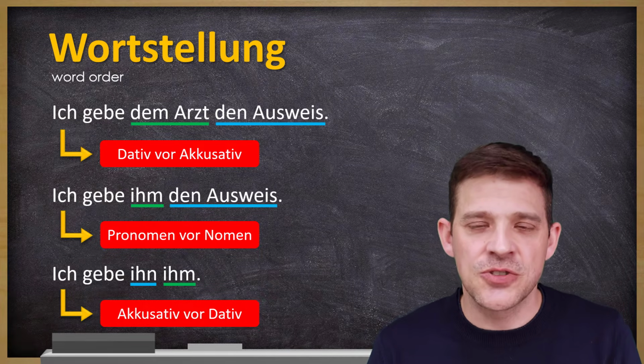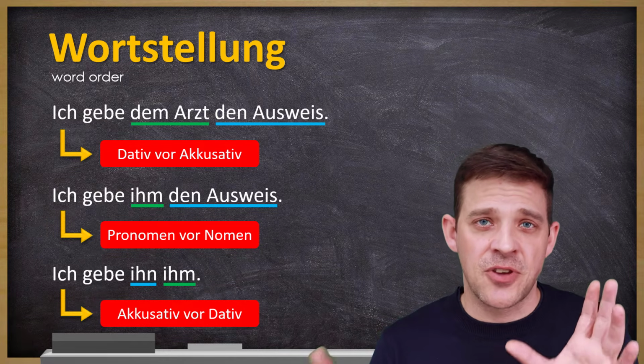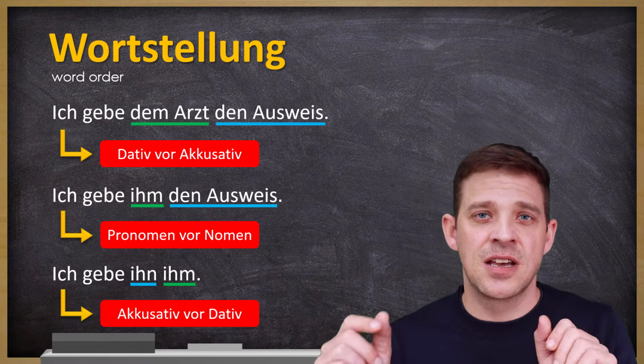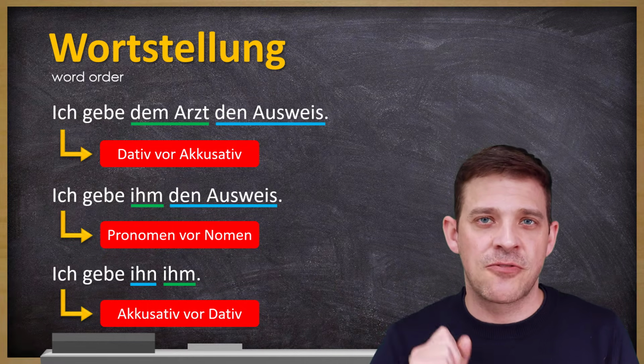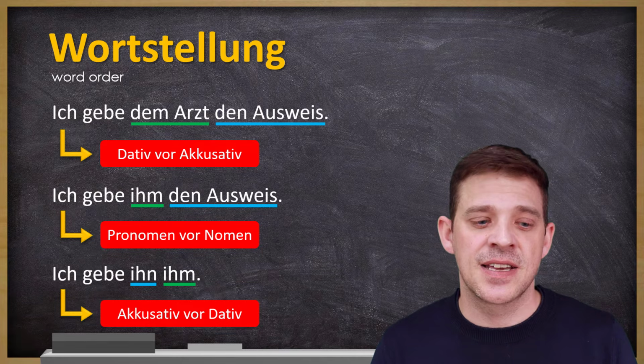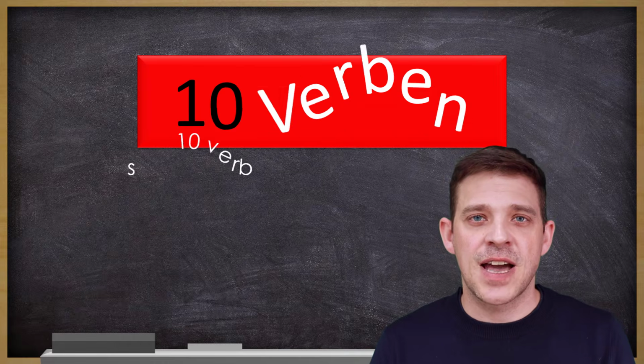It's not that commonly used, but it's possible to say. So again, if you have two objects, just nouns, dativ vor accusativ. If you have one pronoun, the pronoun first, and if you have two pronouns, it is accusativ vor dativ. Machen wir ein paar Beispiele.